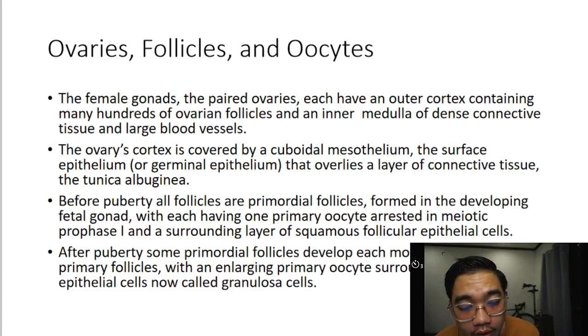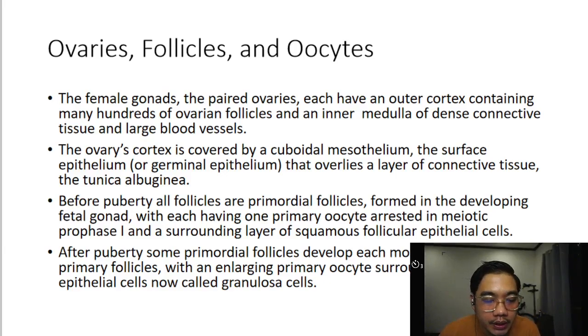Before puberty, all follicles are primordial follicles formed in the developing fetal gonad, with each having one primary oocyte arrested in meiotic prophase one, meiosis one, no? And a surrounding layer of squamous follicular epithelial cells, no? So when it's still primordial, the follicular cells are still squamous, still flat, they're not yet chunky boys, no?